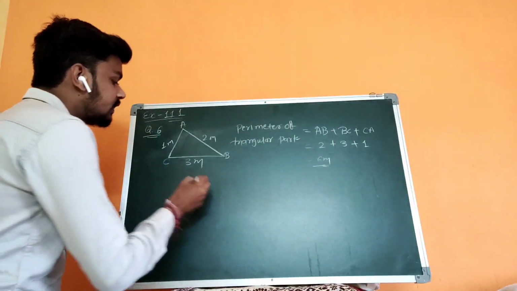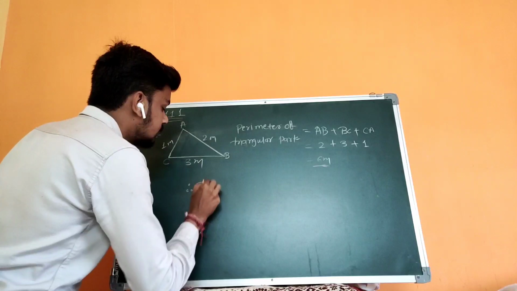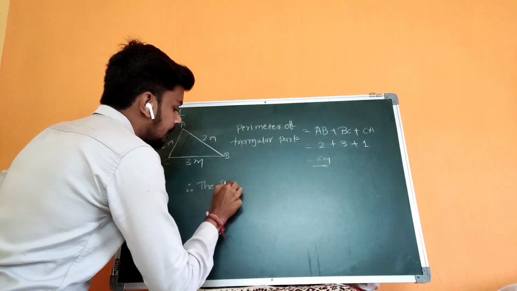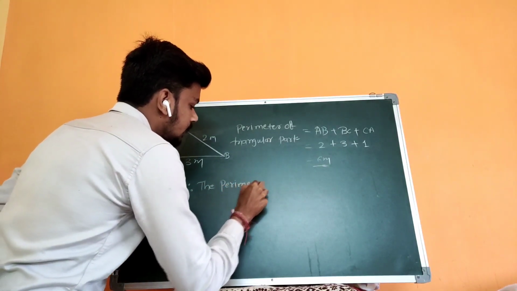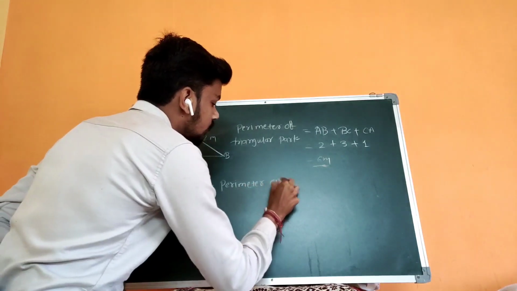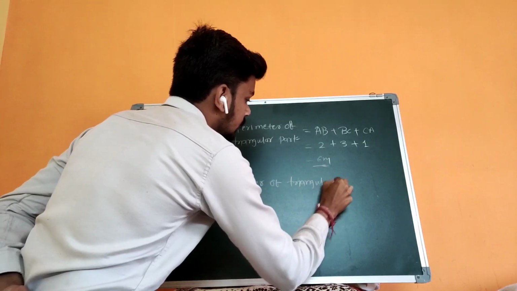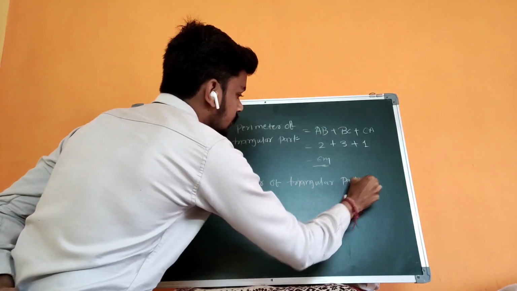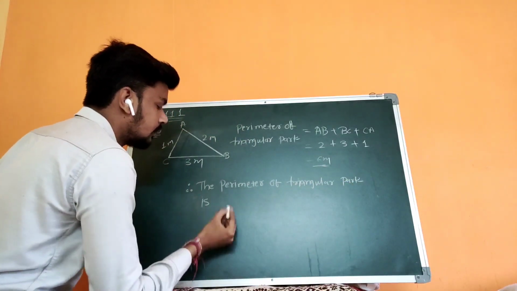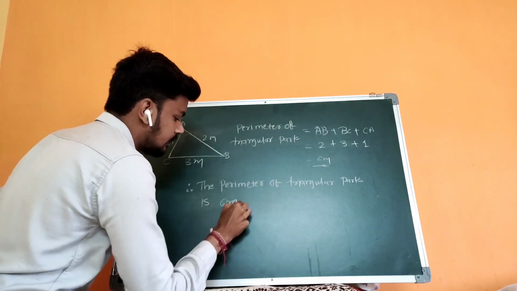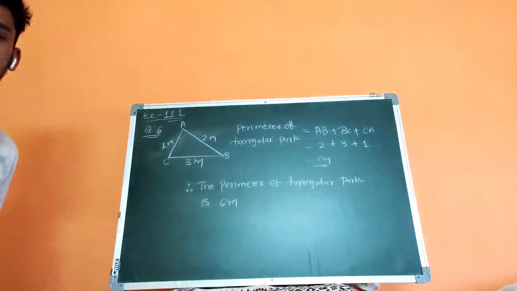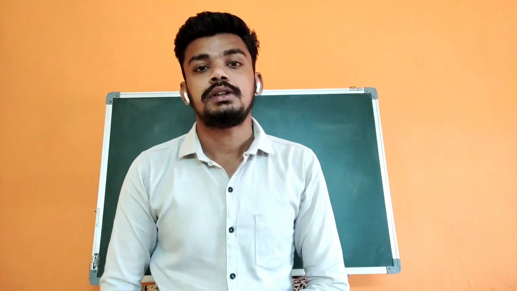So simply we can write like that: the perimeter of triangular park is 6 meter. Done. Okay, so over here our first part of the chapter, which is the perimeter, is done. So moving to the next part of the chapter.